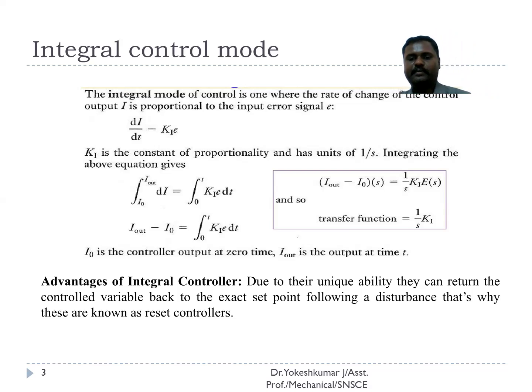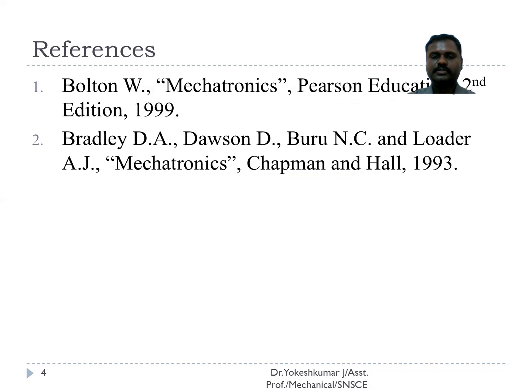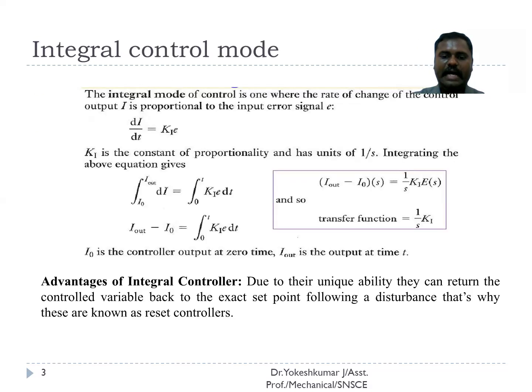Here we have a few advantages because of this integration. The ability of returning the control variable back to the set point value is possible with this integral control. That is why this controller is also called a reset type of controller. We can use the integral controller alone, or combine it with other controllers. If you combine it with the proportional controller, it becomes a proportional integral controller, or if you combine it with the proportional and derivative controllers, it becomes a PID controller, proportional integral and derivative controller.